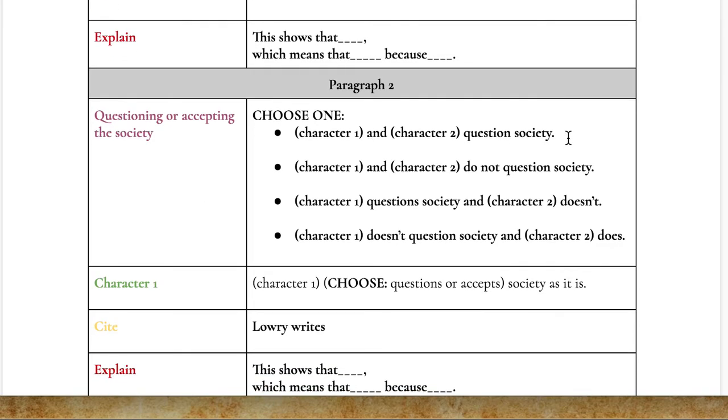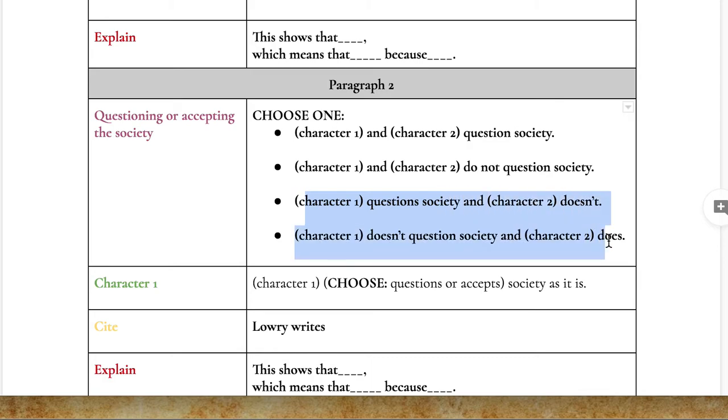Now, moving forward to paragraph 2, the sentence frame is a little different. You see this bulleted list, and at the top it says choose one. Just like it says right here, you are choosing exactly one of these sentences for whether they question society, do not question society, or if one of the characters does and the other character does not.